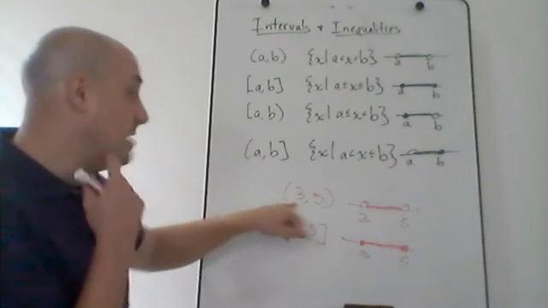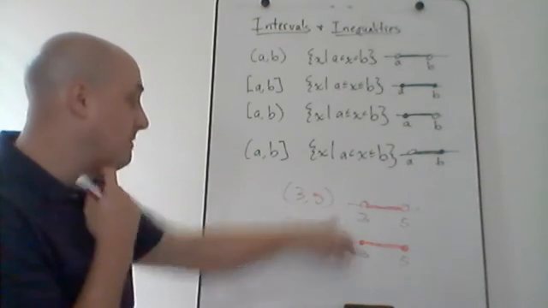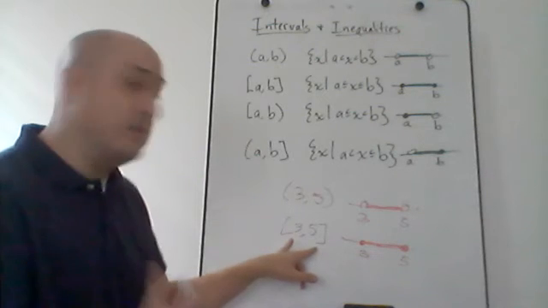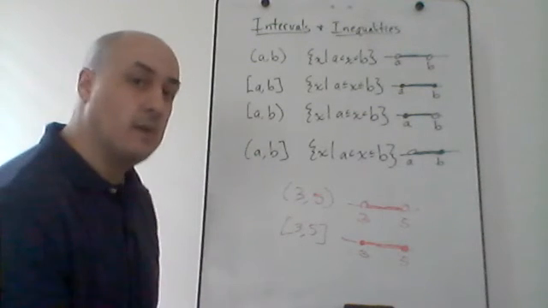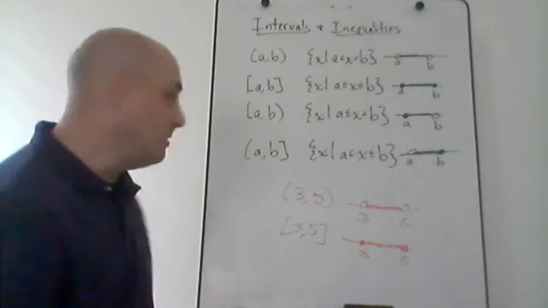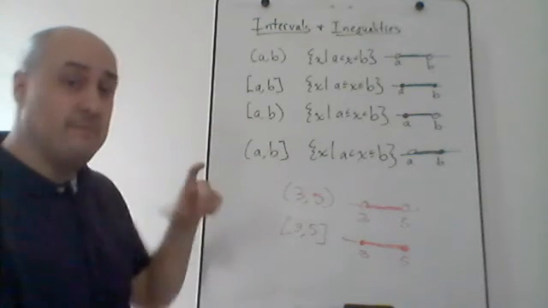Right, the parentheses means I don't include the 3, I don't include the 5. The brackets means that the 3 and the 5 are included in this set of numbers. All right, so again, paying attention to the little details, and we can also have some combination.